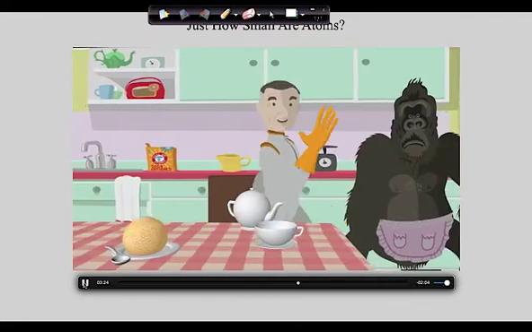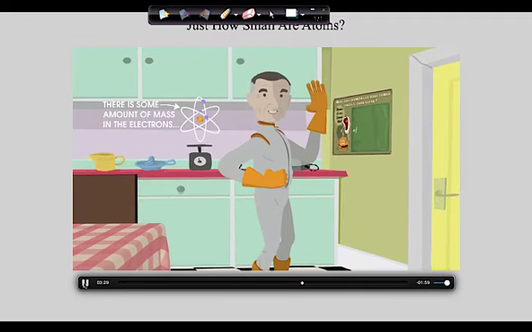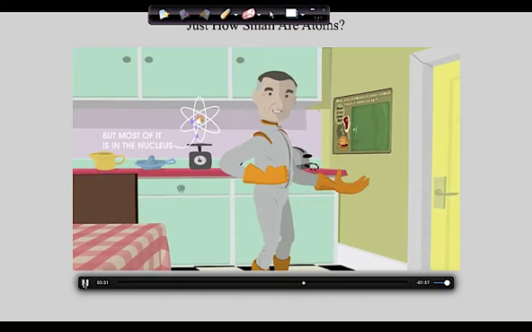Since virtually all of the mass of an atom is in the nucleus, now there is some amount of mass in the electrons. You're going to miss the gorilla. He's gone now. But most of it is in the nucleus.